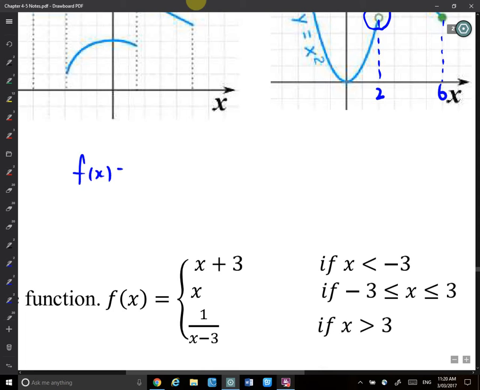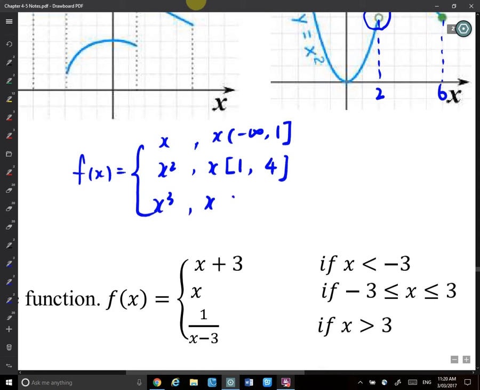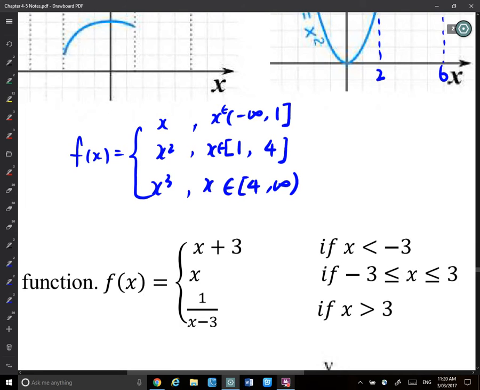Say, for example, we have f(x) equals x squared, x cubed, and so on, where for the first rule x belongs to negative infinity to 1 included, for the second x belongs to 1 to 4 included, and for the last x belongs to 4 to infinity. That is a wrong hybrid function. What is the problem? 1 has been included in the first rule, but also included again in the second rule. That's not going to work.